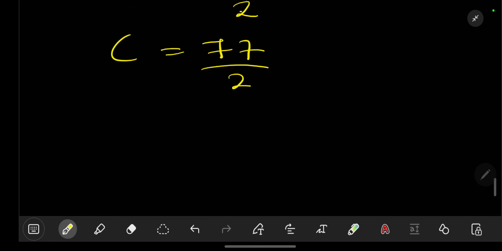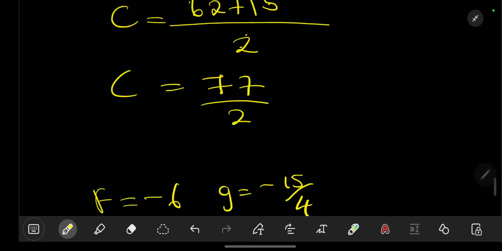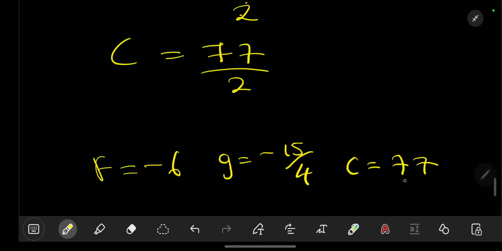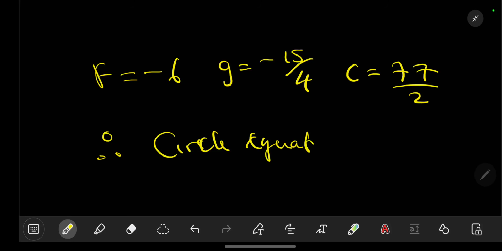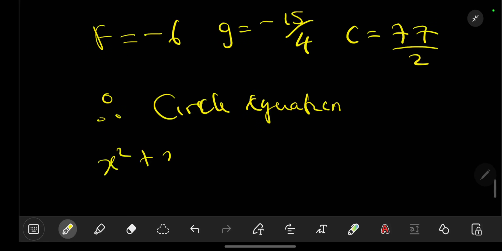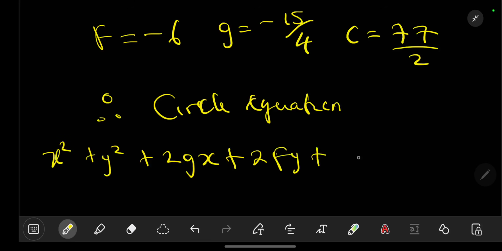So let's just say what we have found. f is equal to negative 6, g is equal to negative 15 over 4, and c is equal to 77 over 2. So upon finding them, we can find the equation of the circle, which is x squared plus y squared plus 2gx plus 2fy plus c equal to 0. So this is the equation of the circle.